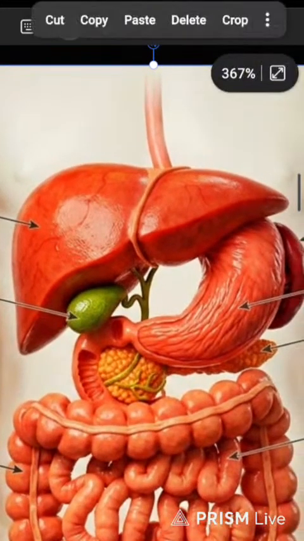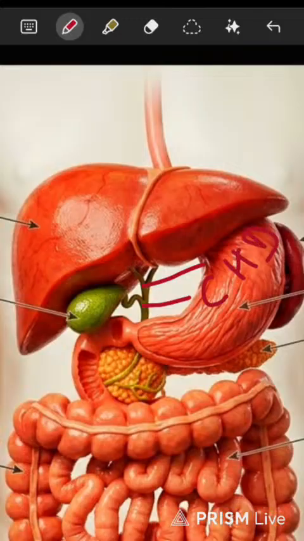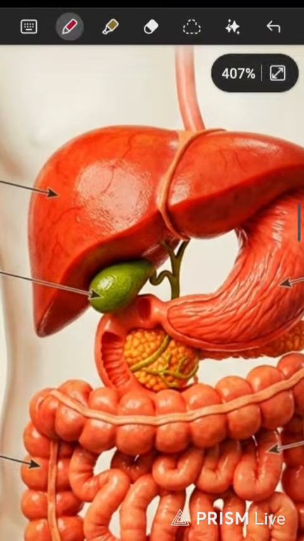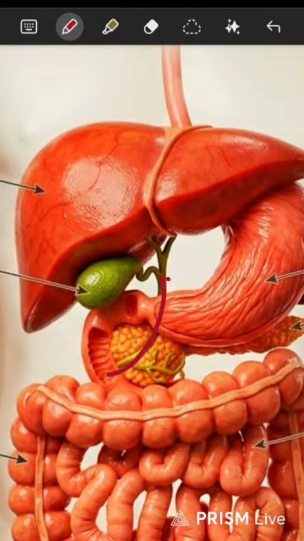Oh, sorry, what happened? From the right and left hepatic ducts to the gallbladder neck, it's called the common hepatic duct, CHD. After that, this part is called the common bile duct. Between the gallbladder neck and the hepatic duct, it's called the cystic duct.